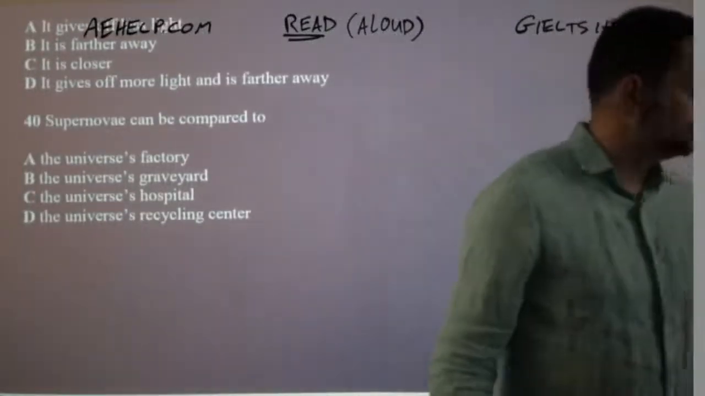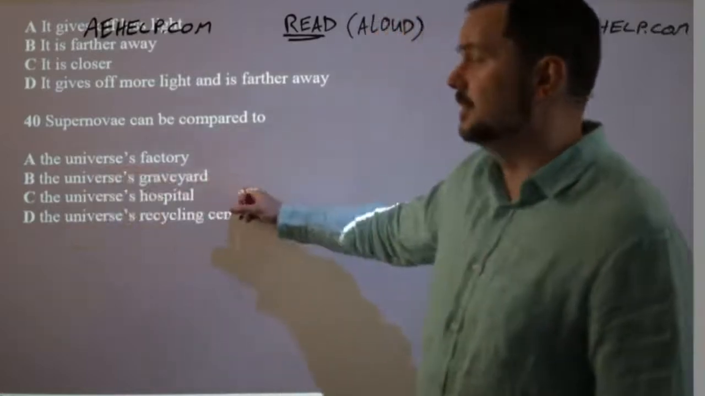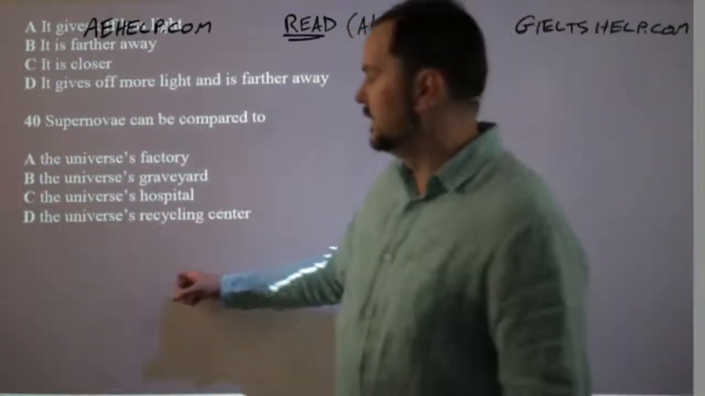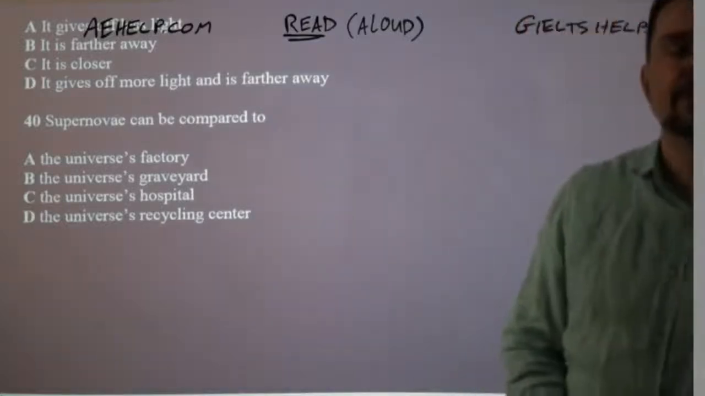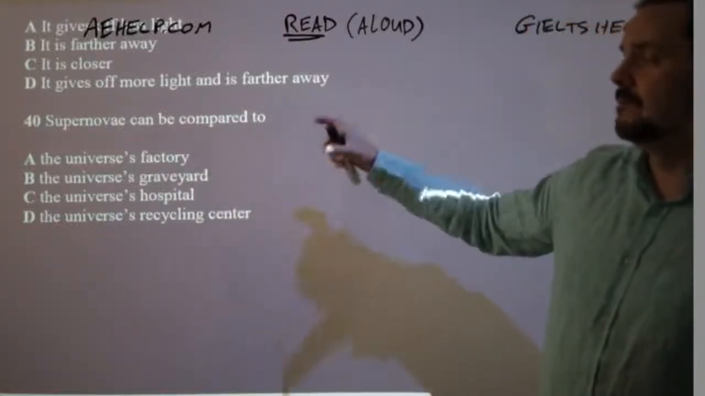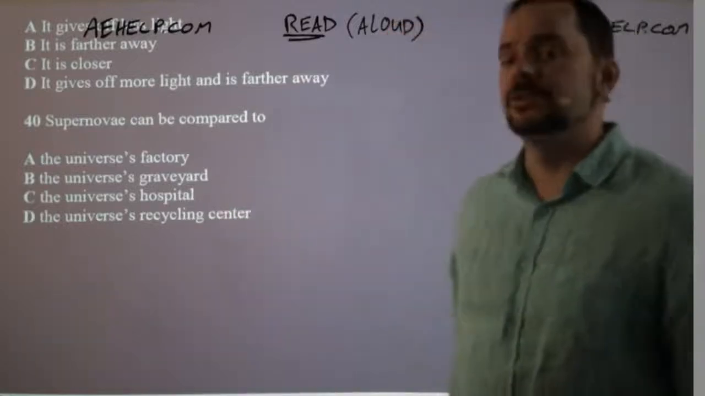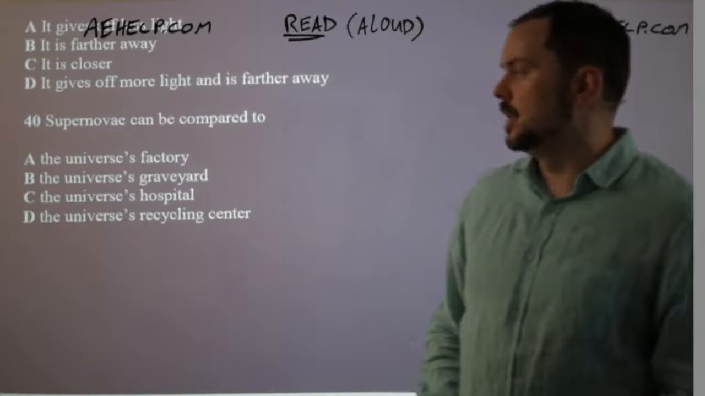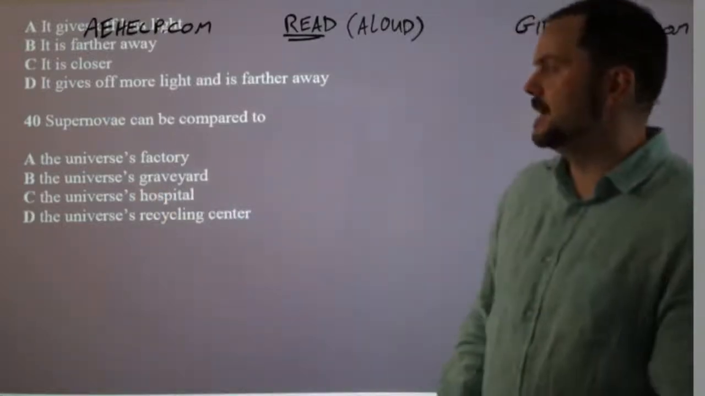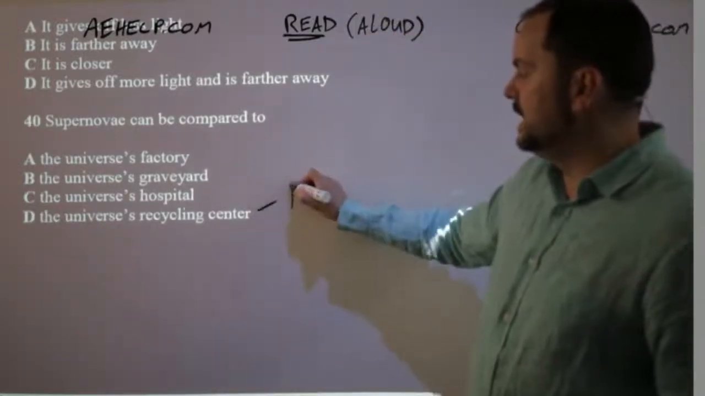All right, last question. Number 40, supernovae can be compared to A, the universe's factory, B, the universe's graveyard, C, the universe's hospital, D, the universe's recycling center. So based on all of the information that we read, this is an interesting question because you have to infer the answer from all of the information that we read. So many of you are saying universe's factory. I think a better answer is it's kind of the universe's recycling center. So I would actually go with D here.